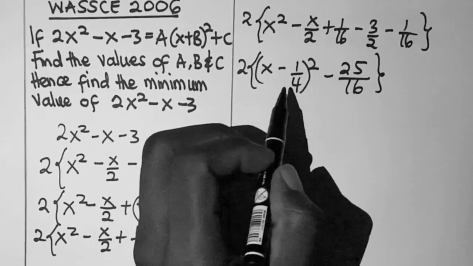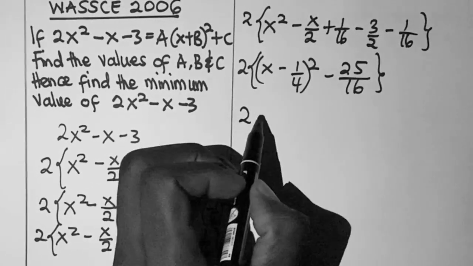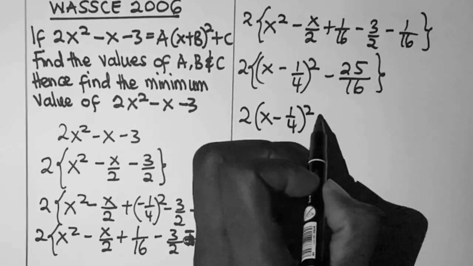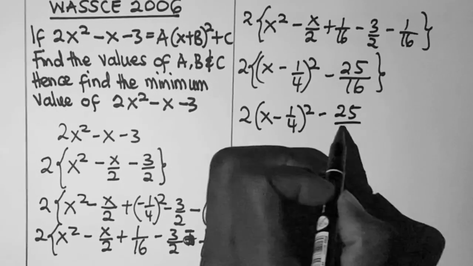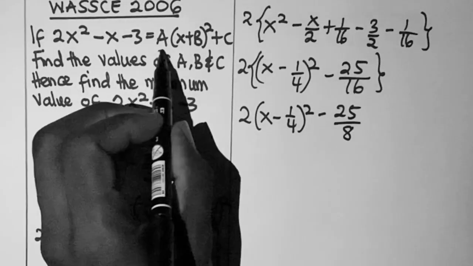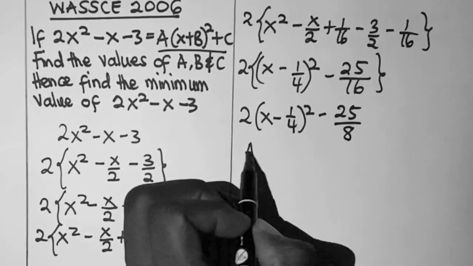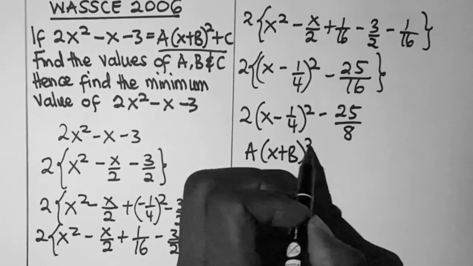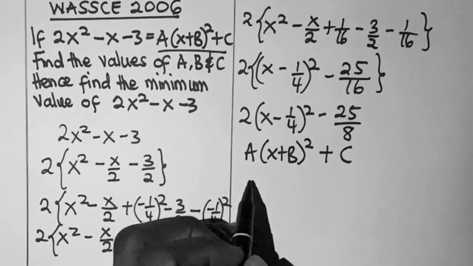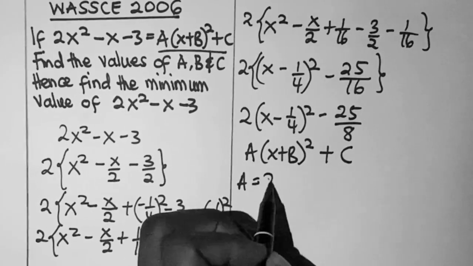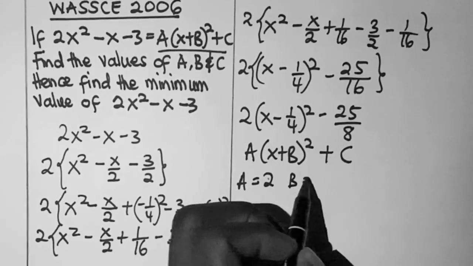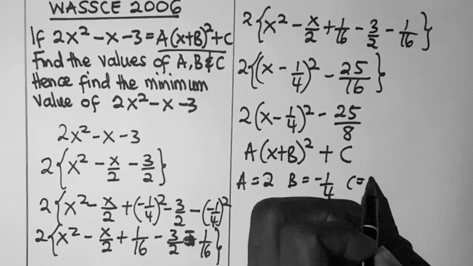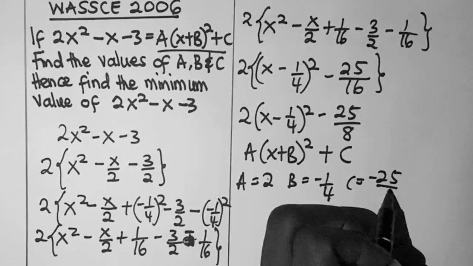So if we multiply through by 2, it becomes 2 times x minus 1 over 4 all squared, then minus 25 over 8. Now, you see that this equation is a times bracket x plus b all squared, then plus c. So if we compare, you see that a is equal to 2, then b is equal to minus 1 over 4, then c is equal to minus 25 over 8.